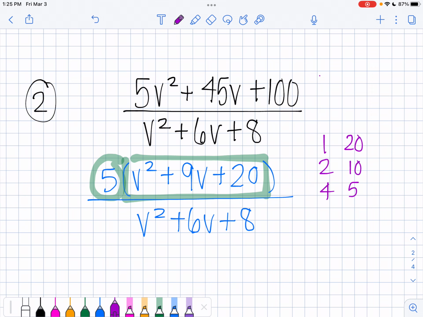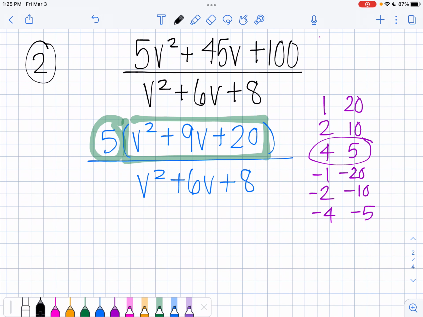Okay, what numbers that multiply to 20 add to 9? Remember, it could also be negative 1 and negative 20, negative 2 and negative 10, and negative 4 and negative 5. What multiply to 20 and add to positive 9? These guys. So my factors are going to be on the top, v plus 4 and v plus 5. Okay?